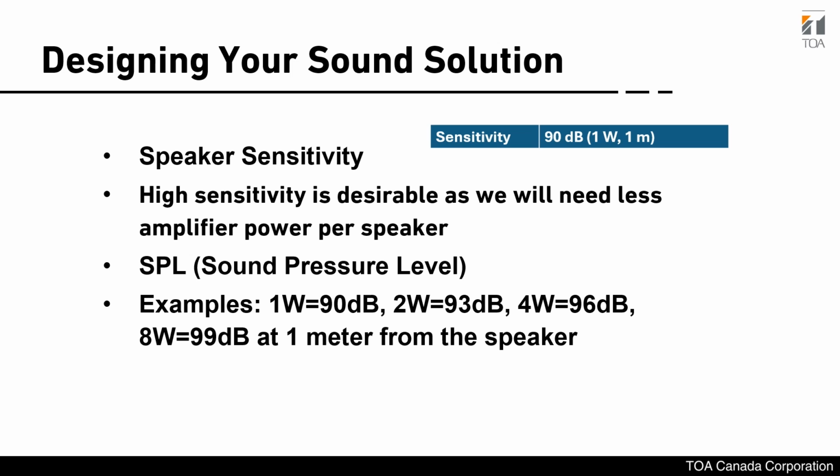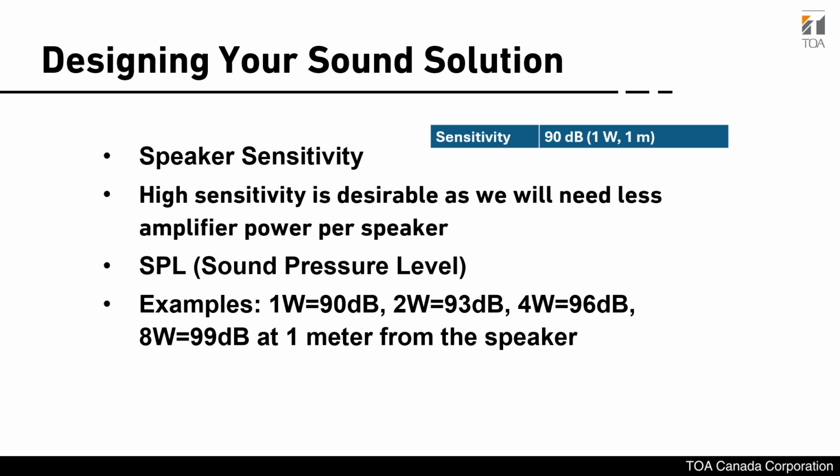We also need to consider power and volume, the SPL. Every time we double the power, the sound level increases by 3 dB. For example, at 1 watt, we are at 90 dB. At 2 watts, we'll be at 93 dB. At 4 watts, we go to 96 dB, 8 watts, 99 dB. This helps ensure the right amplifier power for the best coverage.